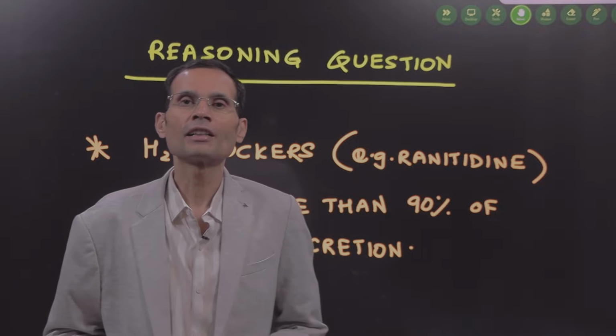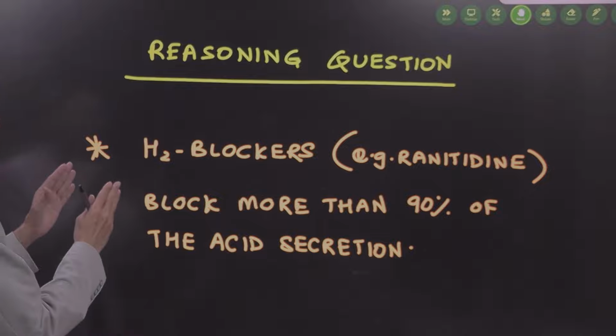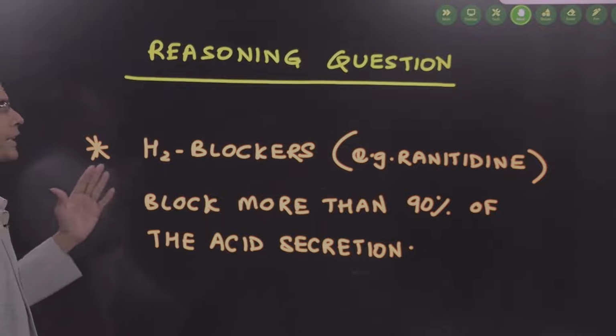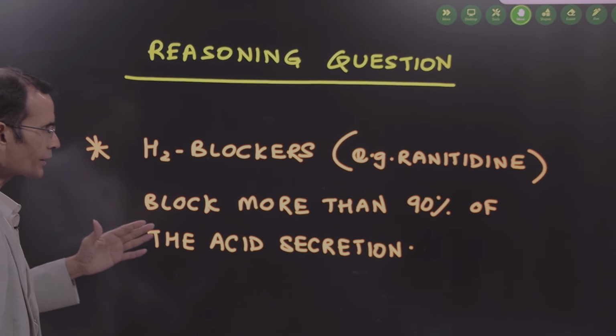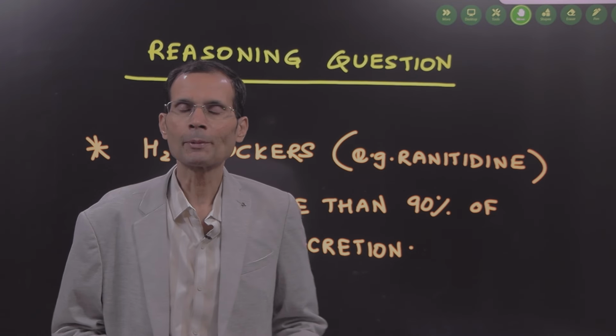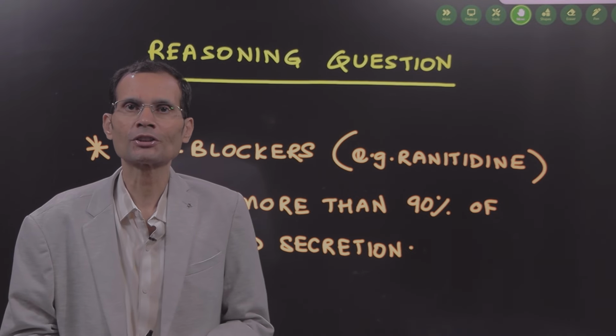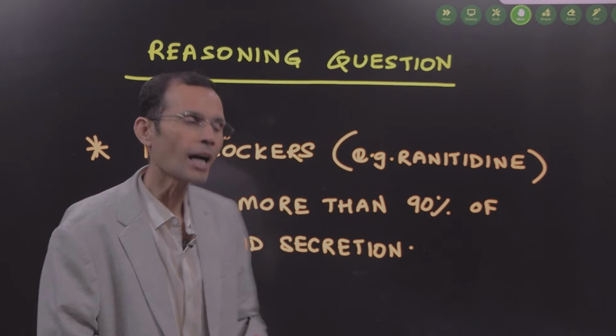Hello friends, here is a reasoning question related to the digestive tract. H2 blockers like ranitidine block more than 90% of the acid secretion. Explain why. So let's explain. But before that, first you need to understand the angle of that question. What exactly is being asked?